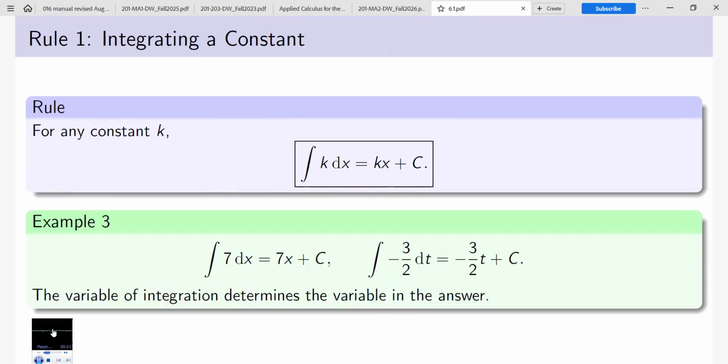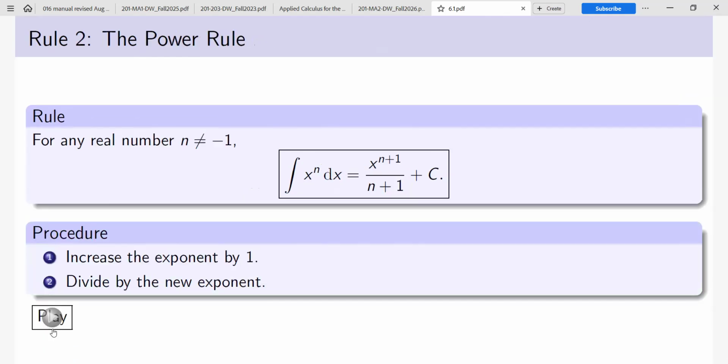What function has a constant rate of change k? Of course, the linear function kx. Differentiating kx gives k, which verifies the rule. The power rule reverses differentiation. Add 1 to the exponent and divide by that new exponent. Note that this rule works for any exponent n except for -1.